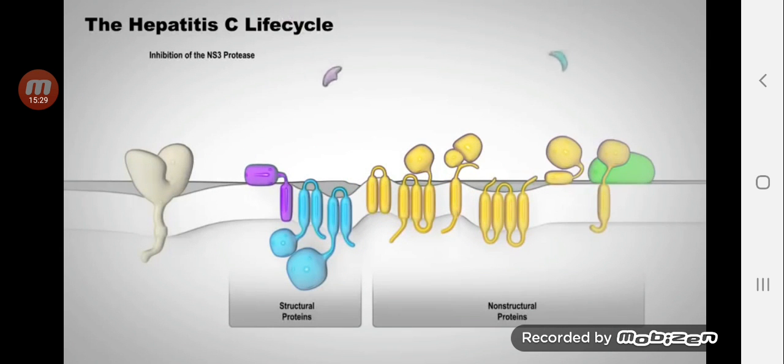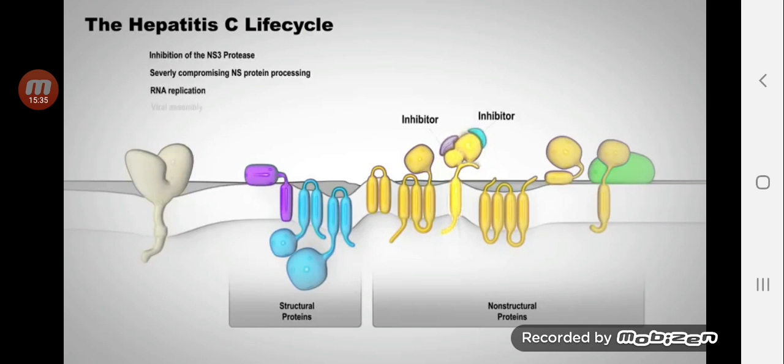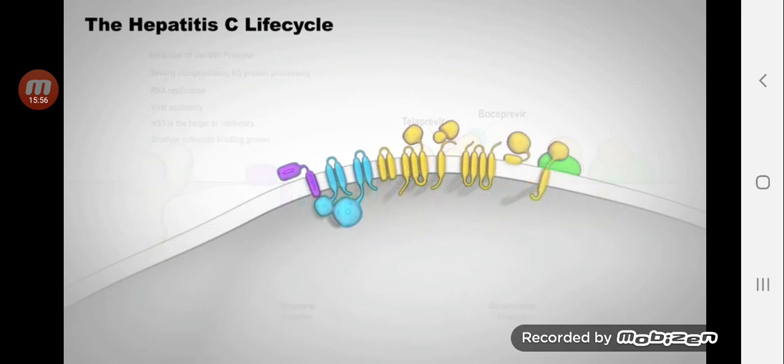Inhibition of the NS3 protease severely compromises NS protein processing, RNA replication, and viral assembly. The enzyme is a target of highly anticipated protease inhibitors currently in clinical trials. Although designing an inhibitor was difficult due to the shallow substrate binding groove on NS3, 2 compounds, Ledipasvir and Sofosbuvir, are now currently available for use.